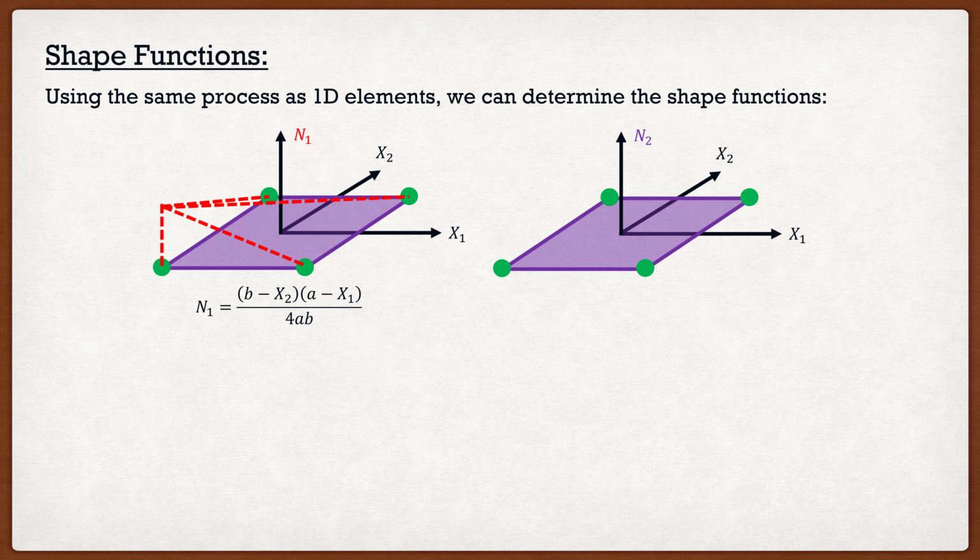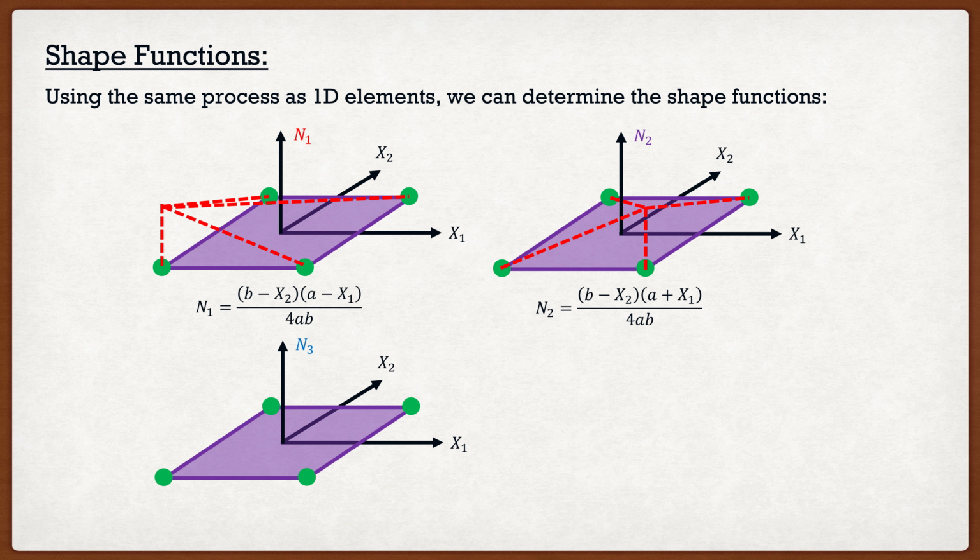If we were to move on to node 2, we're going to use the exact same process, where since we're dealing with node 2, our shape function must have a value of 1 at node 2 and a value of 0 at the other nodes. And the plane that describes this behavior would have the following equation. As we can see, it's very similar to node 1, and we can do this for the remainder of the nodes.